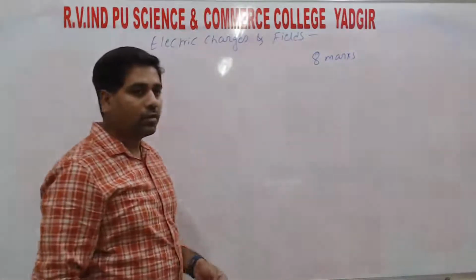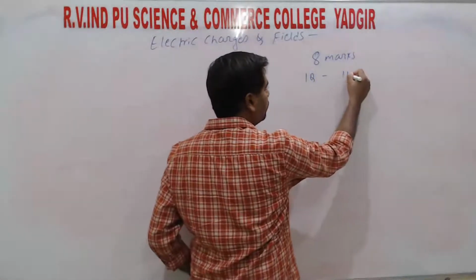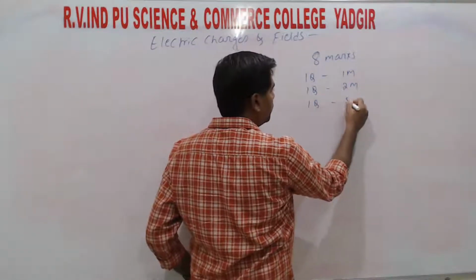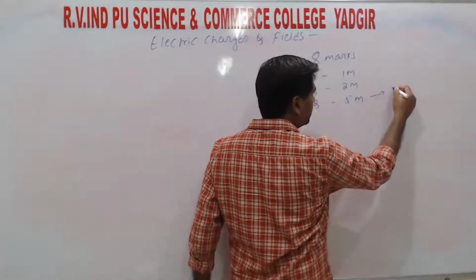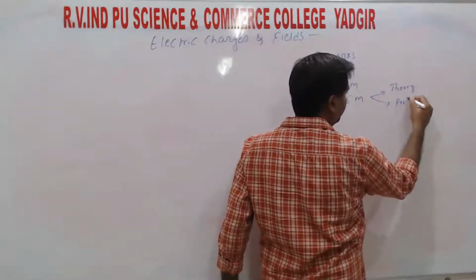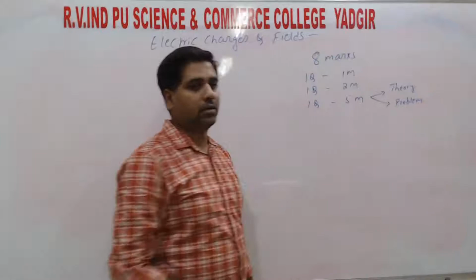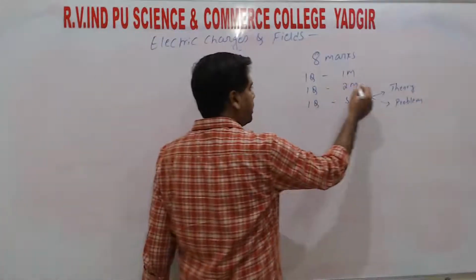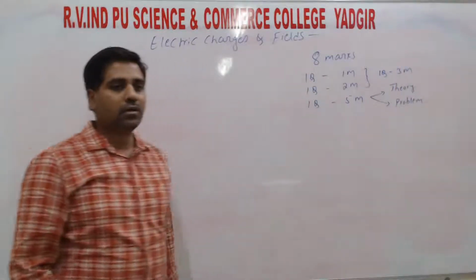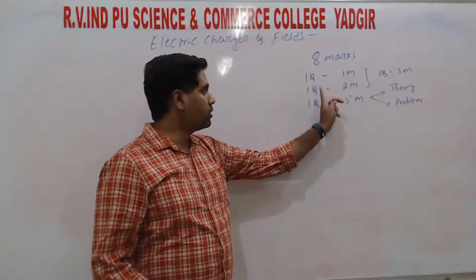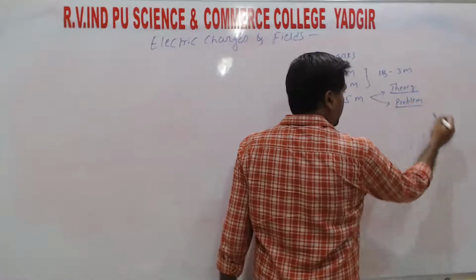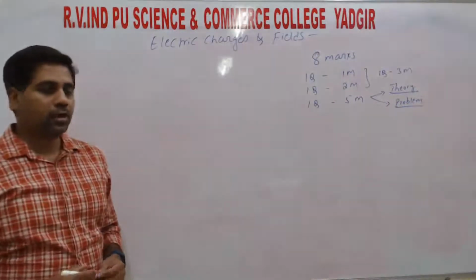So from the 8 marks, one question will come from 1 mark, one question from 2 marks, and one question from 5 marks. In this 5 marks, either it may be theory or they may ask it in numericals. Otherwise they will ask one question for 3 marks, that is 5 plus 3, 8, or they may ask one question in 1 mark, one in 2 marks, and one in 5 marks. So either they may ask in theory or they may ask in problems.